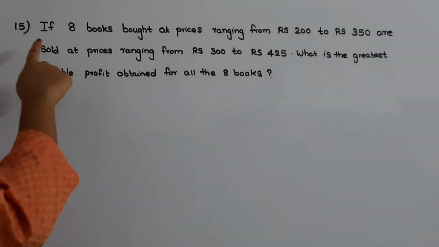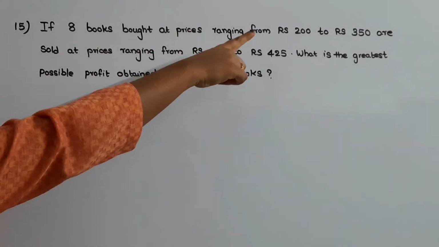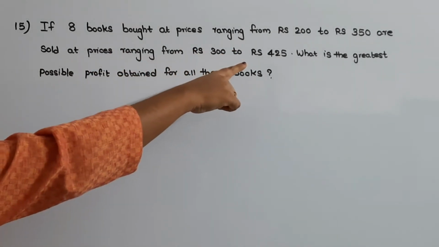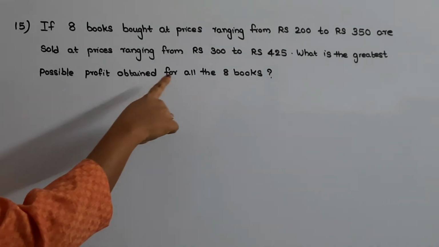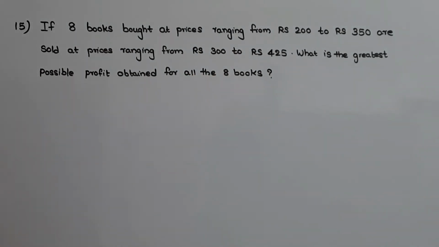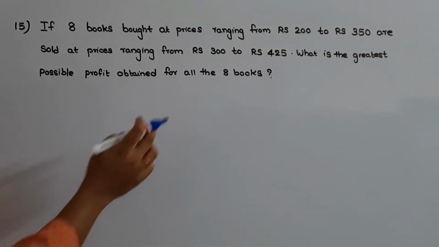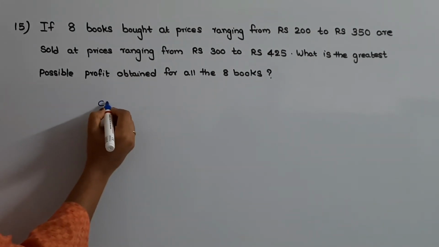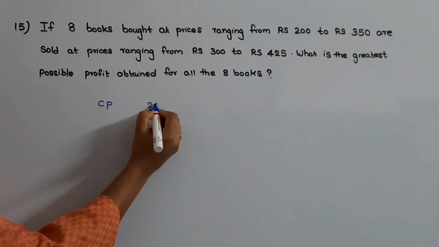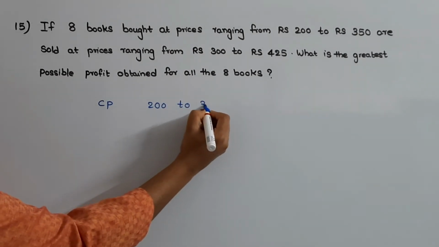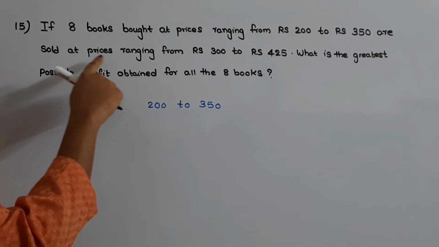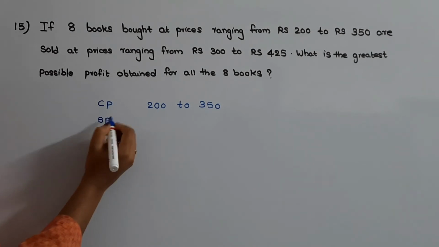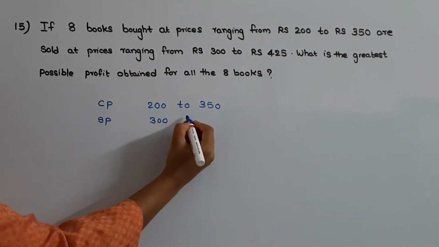The next question is, if 8 books bought at prices ranging from rupees 200 to rupees 350 are sold at prices ranging from rupees 300 to rupees 425, what is the greatest possible profit obtained for all the 8 books? In this question they are telling that 8 books were bought at prices ranging from rupees 200 to rupees 350, so the cost price ranges from 200 to 350, and they were sold at prices ranging from rupees 300 to rupees 425.